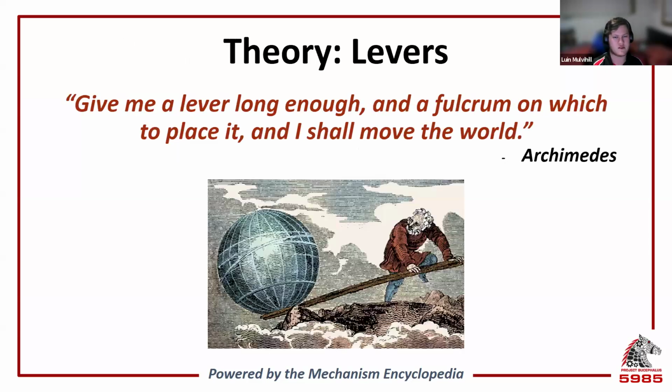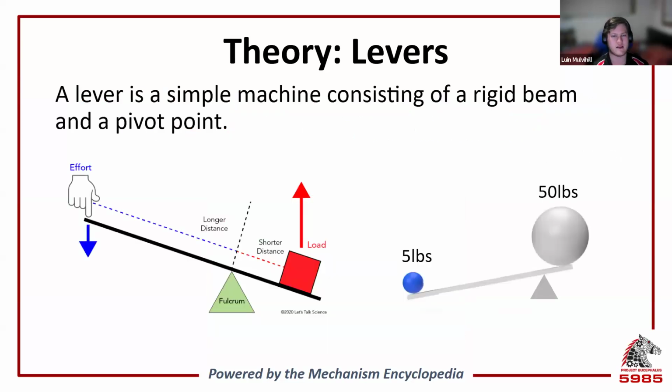Another way mechanical advantage can be obtained is by using levers. So Archimedes once said, "Give me a lever long enough and a fulcrum on which to place it, and I shall move the world." Longer levers provide more mechanical advantage, allowing small input forces to generate a much larger output force. When we talk about levers, there are three types or classes of levers.